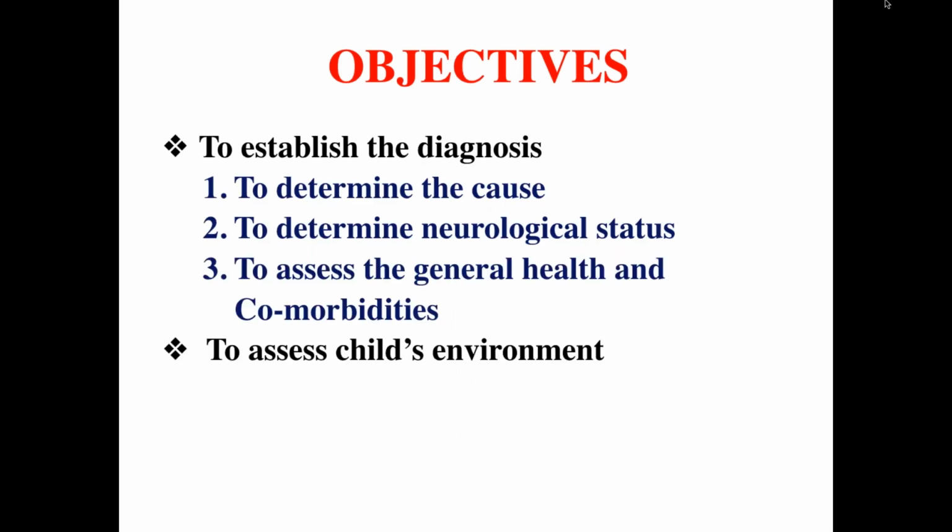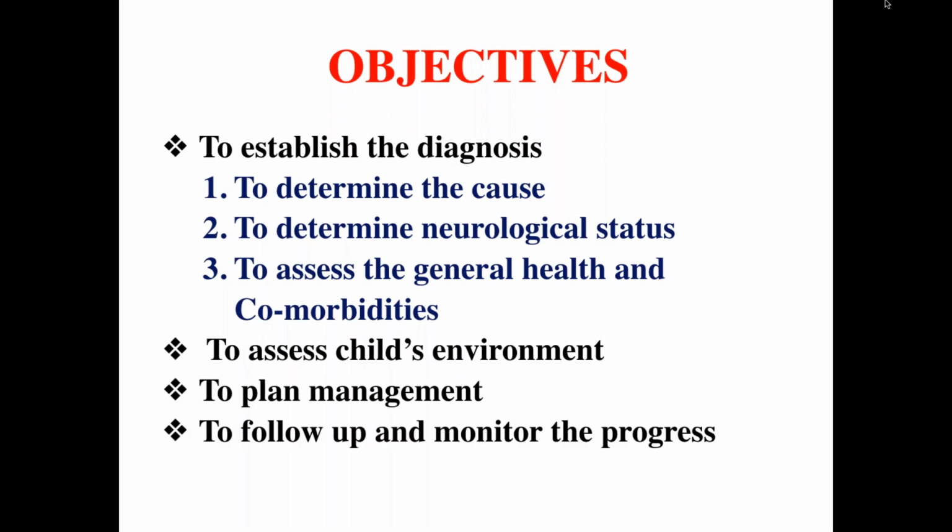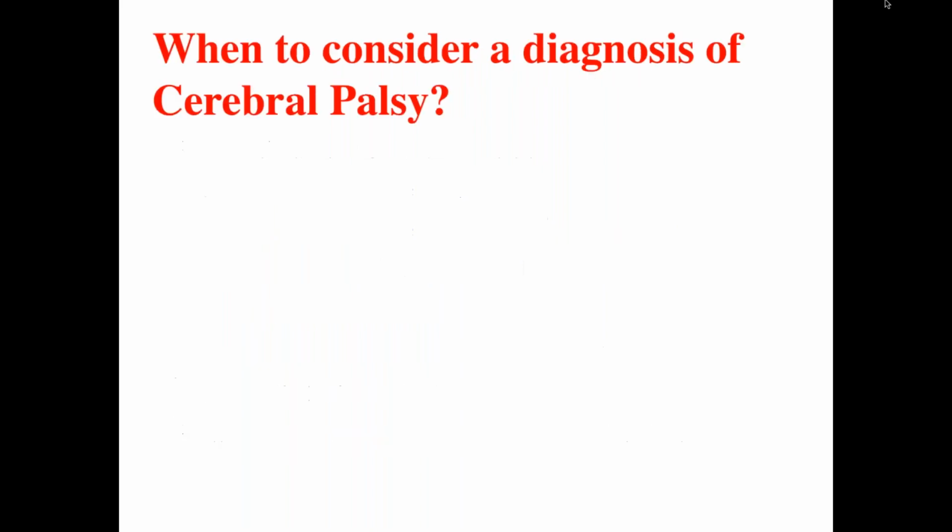Now coming to assessment, what are our objectives? So we want to establish the diagnosis. For that, we need to determine the cause, whether it is progressive or static, antenatal or postnatal. We need to determine the neurological status and also assess the general health as well as comorbidity. For management purposes, we need to assess the child's environment and we need to follow up and monitor the progress.